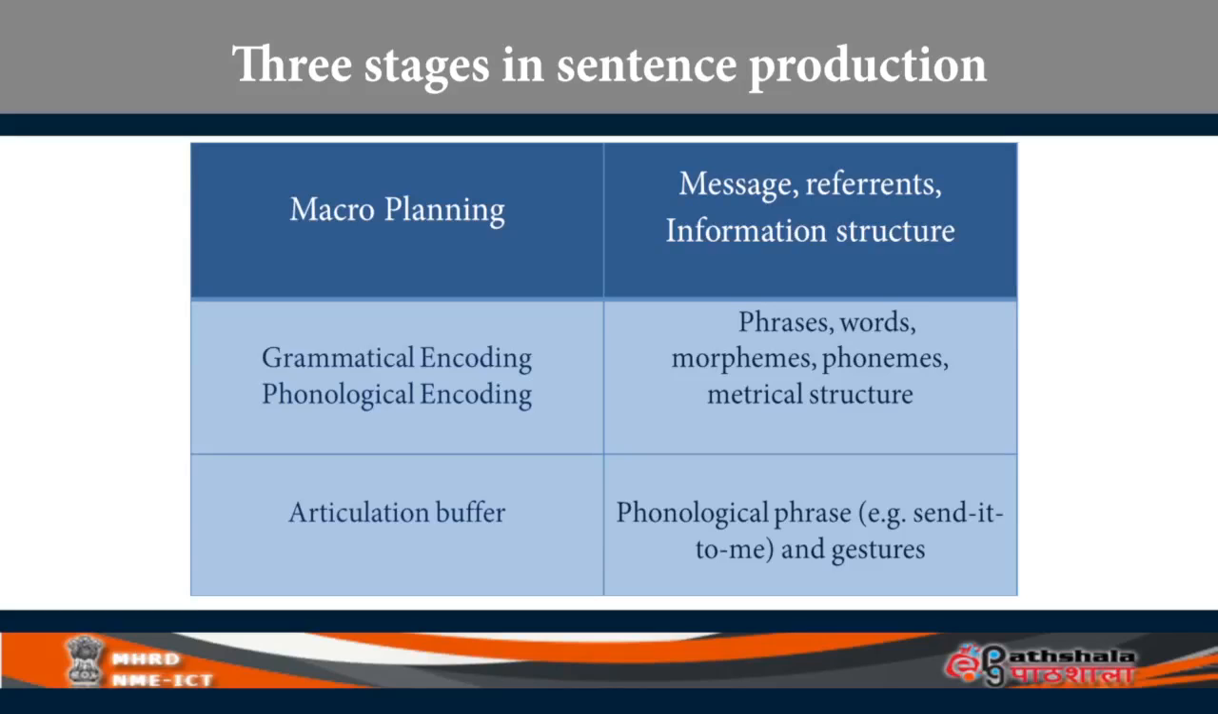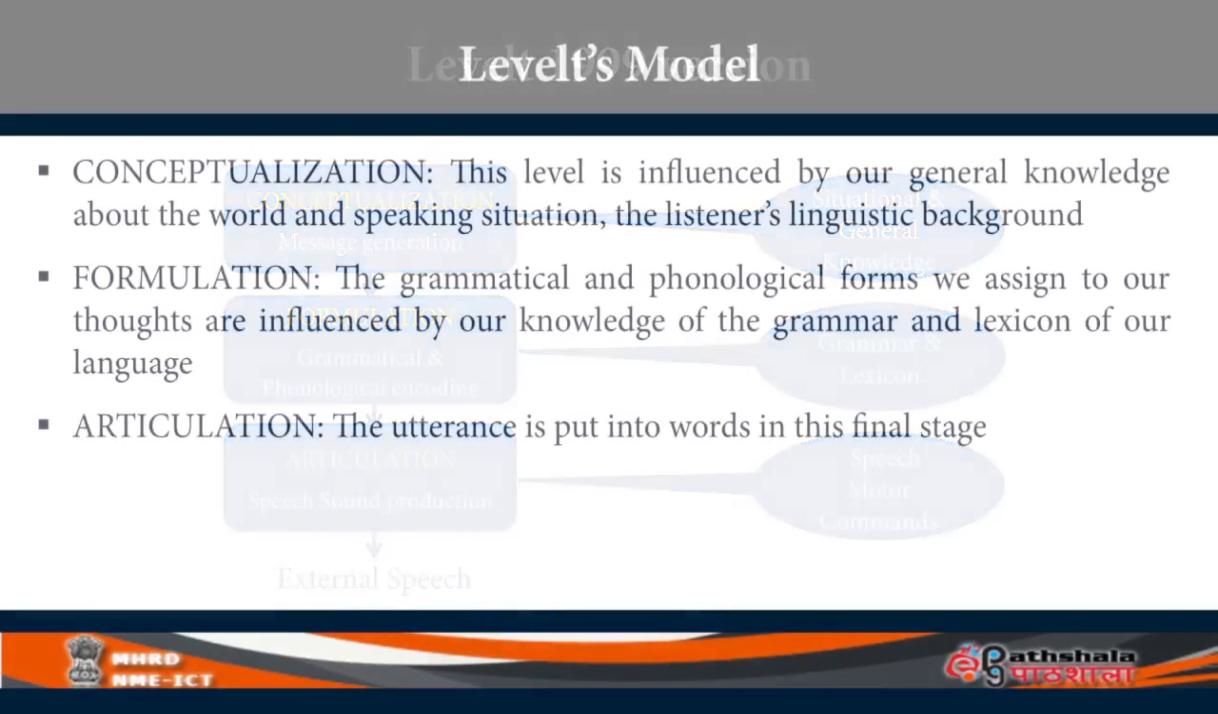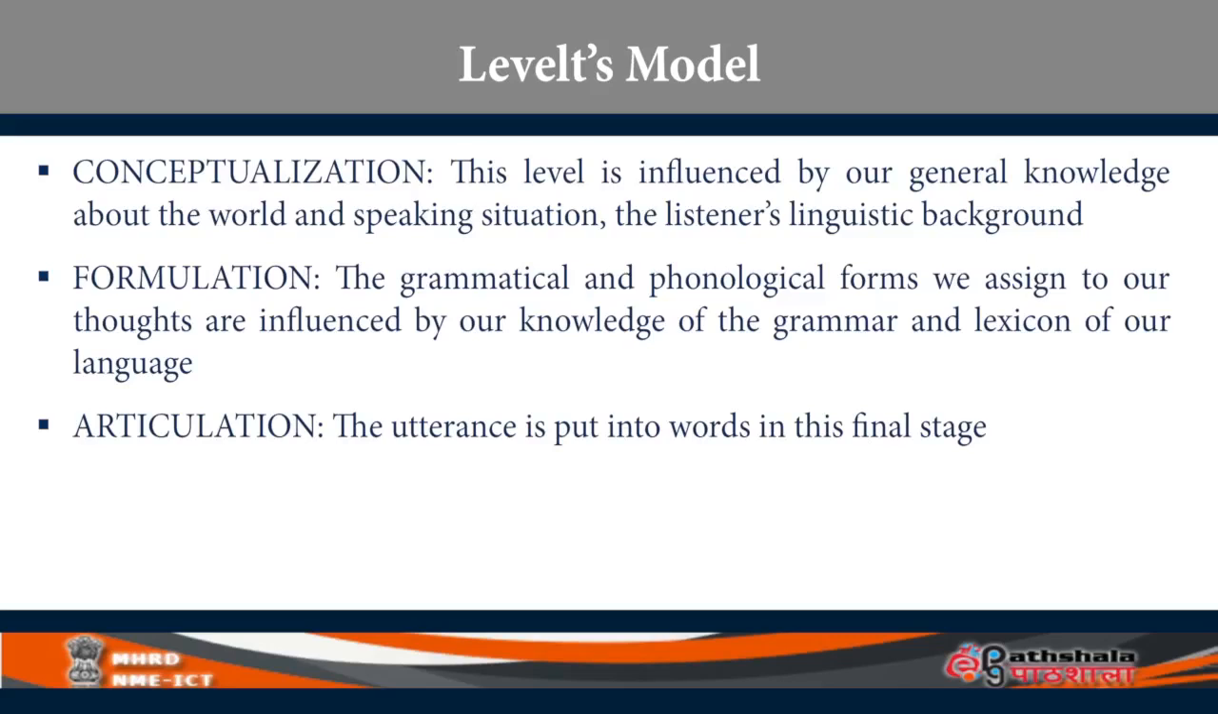So these are the three main stages, and put another way, look at the next picture. The Levelt 99 version of the speech production model says again that conceptualization is the topmost level where we have the message generation. This is influenced by our situational and general knowledge. Before we can produce a sentence or talk about anything, we have some knowledge about that, general knowledge and situational knowledge.